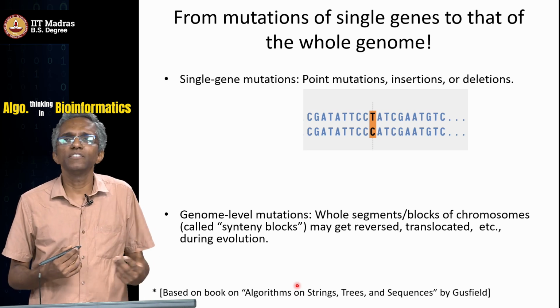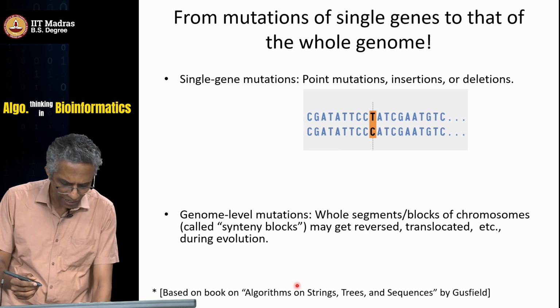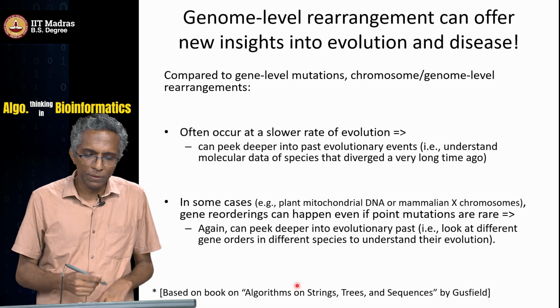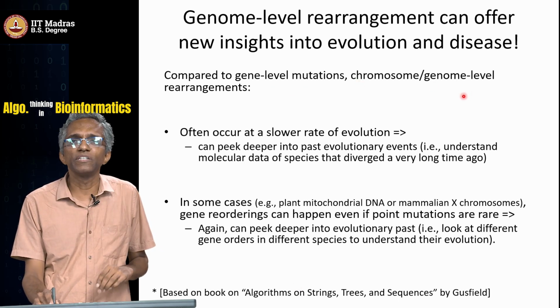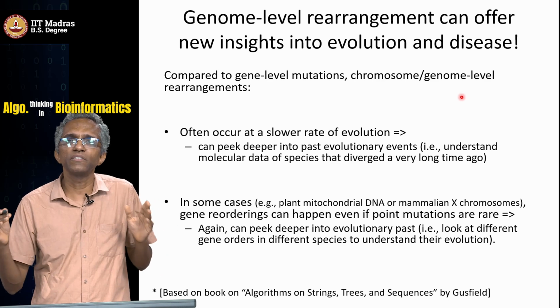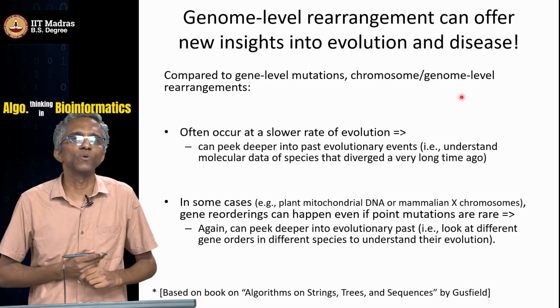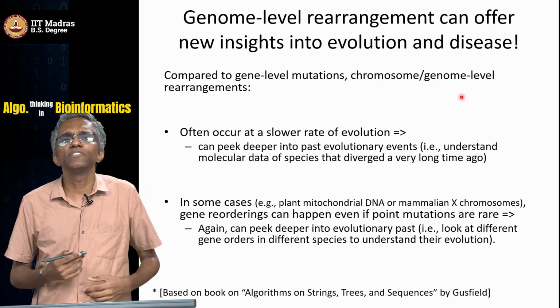And in that sense, what can we learn that is new about the evolution of these two species? And why do we think that we can learn something new, compared to gene level mutations? Because these are a very different form of mutation. These are not very small mutations; these are large segments that are moving around or getting flipped, getting reversed and so on. They can offer new evolutionary insights and also new insights into disease.